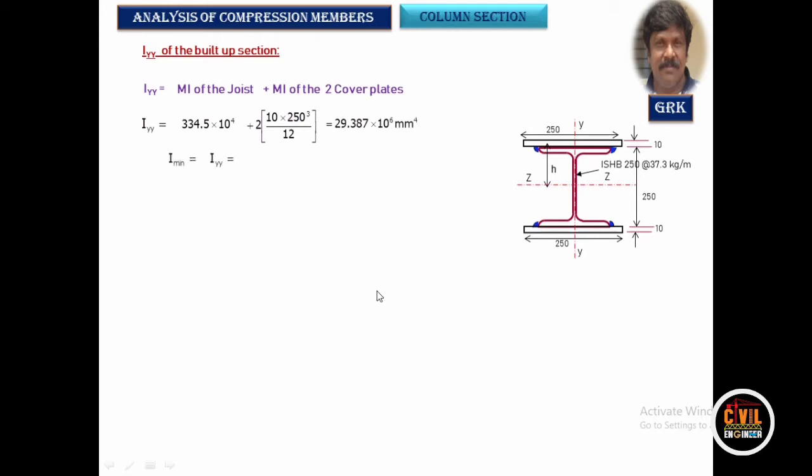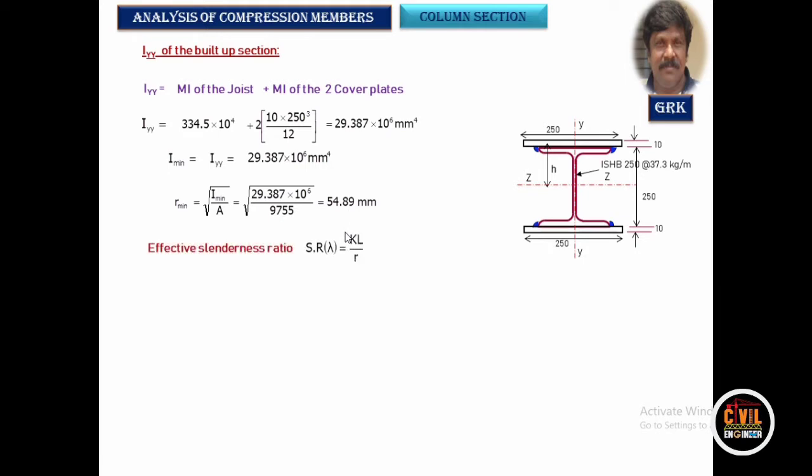Now get the minimum moment of inertia. It is the least of Izz and Iyy. Iyy is the least. We obtained this value equal to 29.387 into 10 to the power of 6 mm to the power of 4. And let us calculate the minimum radius of gyration, which is the square root of I by A. It works out to be 54.89 mm.